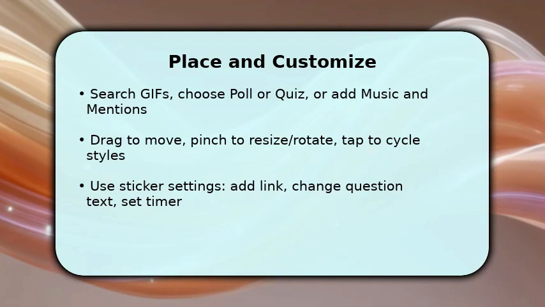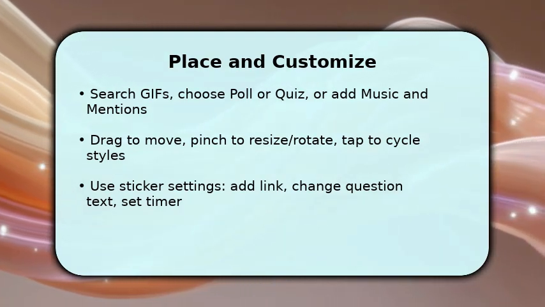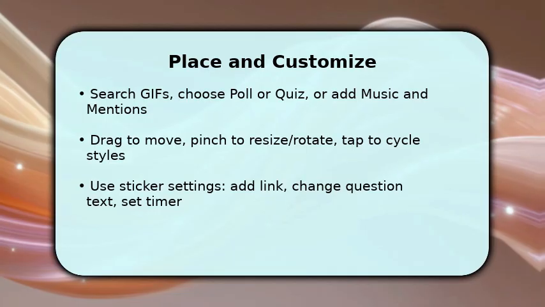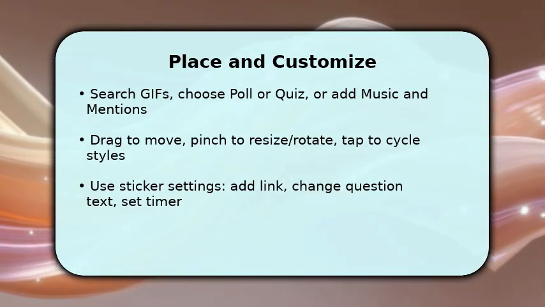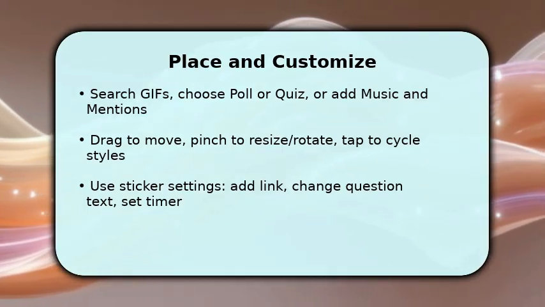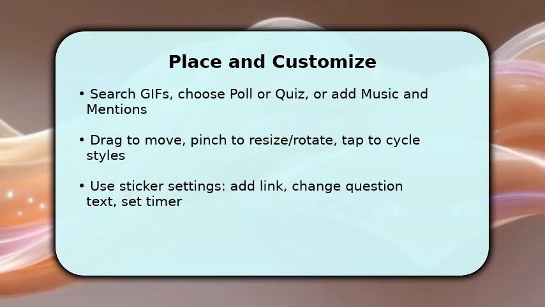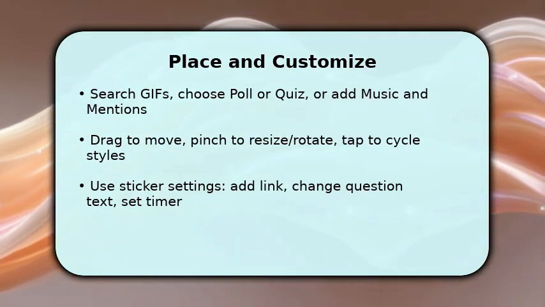Once you've selected a sticker, drag it where you want. You can pinch to scale and rotate it for the right composition. You'll find multiple sticker types. Polls and quizzes collect responses, mention stickers tag accounts, GIFs add motion, and music stickers attach a specific track and timestamp. Make edits inline, tap the sticker to switch styles or change text.